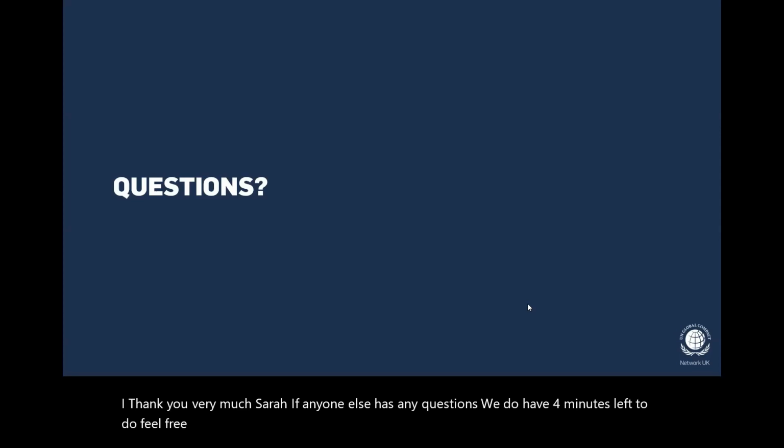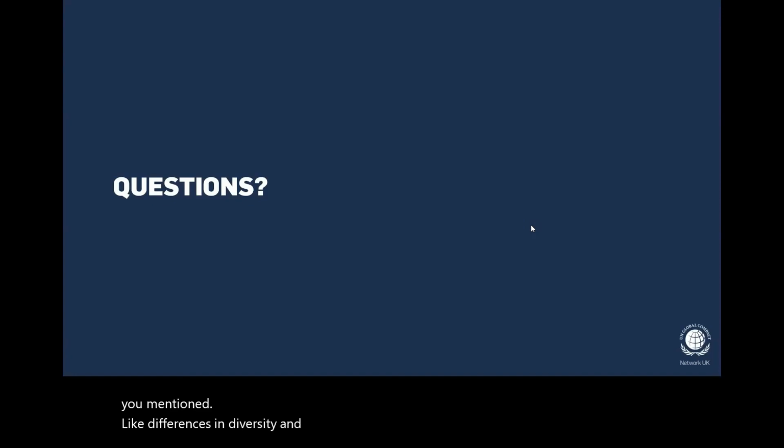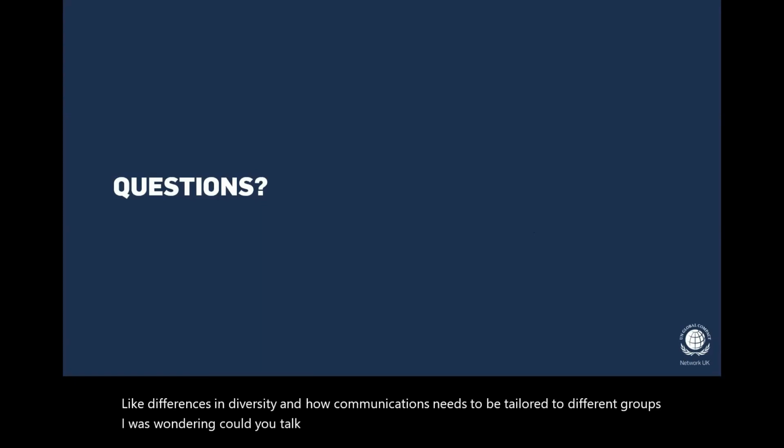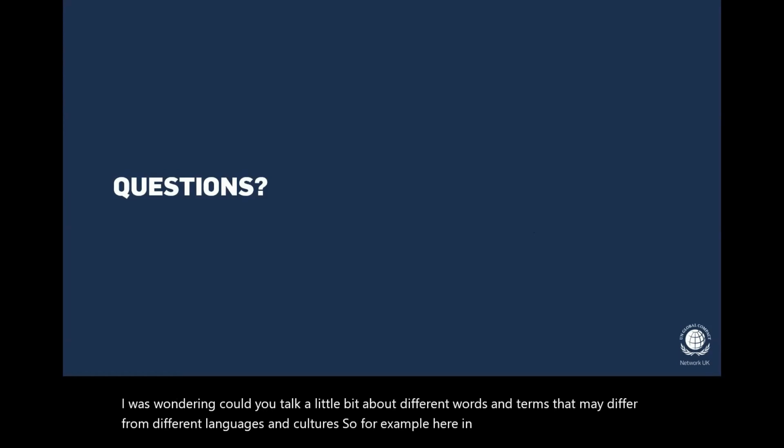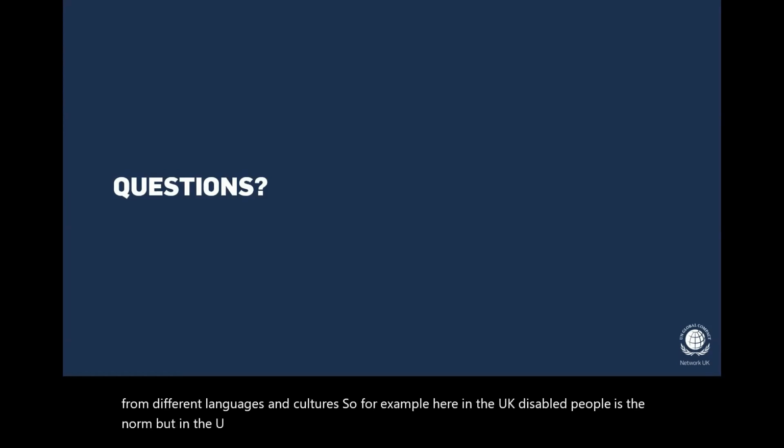If anyone else has any questions, we do have 4 minutes left, so do feel free to type them into the Q&A box. But I also had a question for you, Sarah. Since you mentioned the differences in diversity and how communications needs to be tailored to different groups, could you talk a little bit about different words and terms that may differ across languages and cultures? For example, here in the UK, disabled people is the norm, but in the US, I believe handicapped is used a bit more frequently.